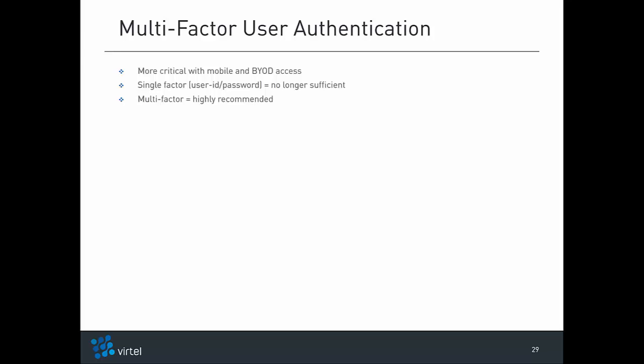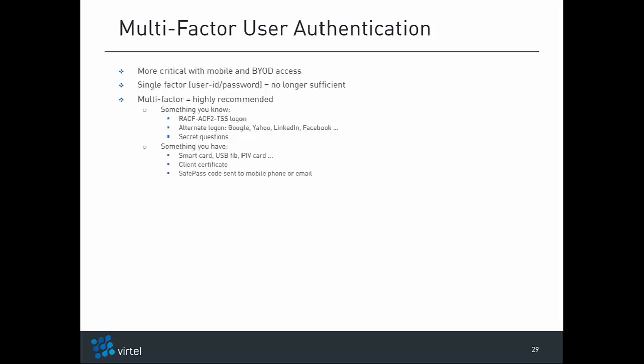It typically includes a combination of something you know, something you have, and something you are. Something you know, for example, your mainframe logon or an alternative logon or a response to a secret question. Something you have, for example, a smart card, USB fob, PIV card, client certificate, or a safe pass code sent to your own personal mobile phone or email. Something you are, for example, your device name, IP address, or biometrics.